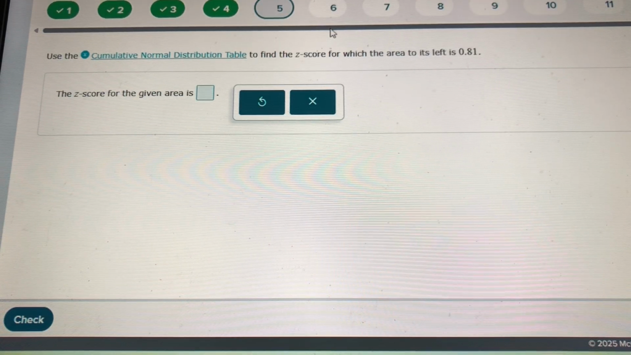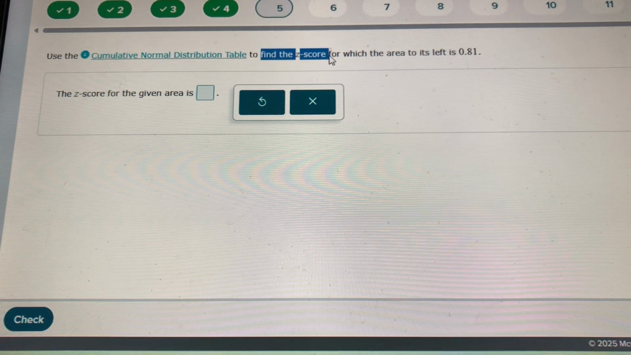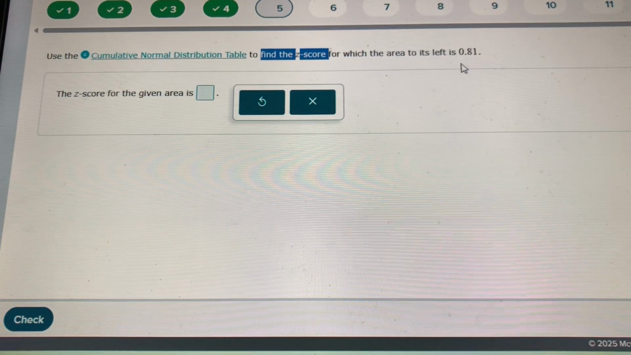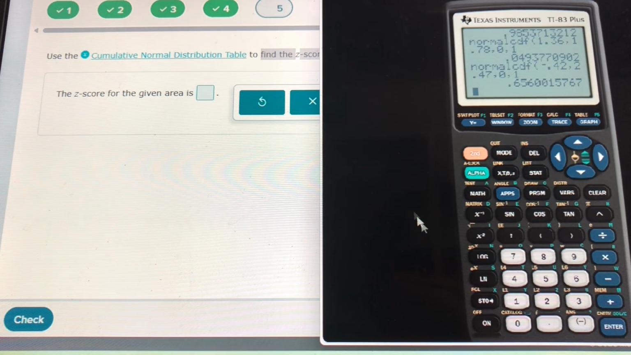Okay, now we're doing the opposite problem because now it does not say find the area or find the probability. Now it says find the z-score. And they're giving me the area. This is exactly backwards. The first four problems, they give you a z-score and you got to find the area. Now they give you an area and you got to find the z-score. That's the other half of this chapter.